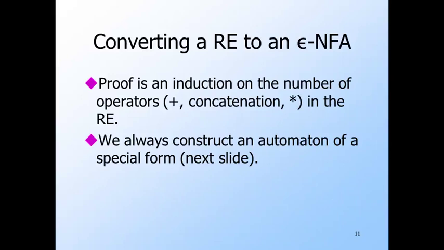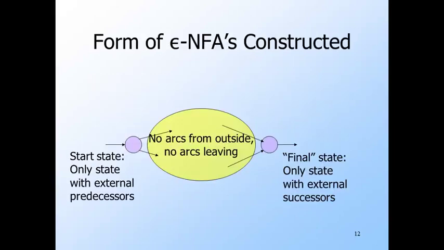We'll begin with the process of how you convert a regular expression to an epsilon NFA. The proof is an induction on the number of operators, the operators of course being the plus, concatenation, and the star that appear in the regular expression. And we're always going to construct an automaton that has a special form, which I'll show you on the next slide.